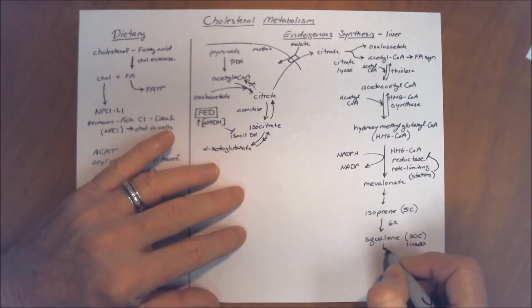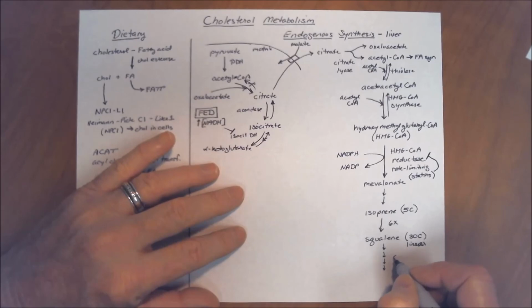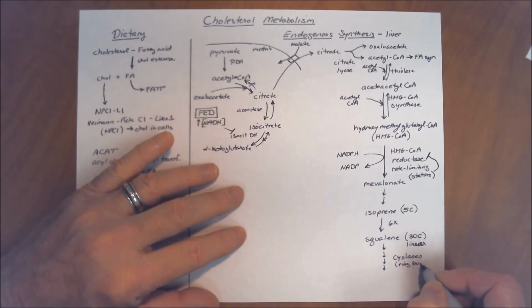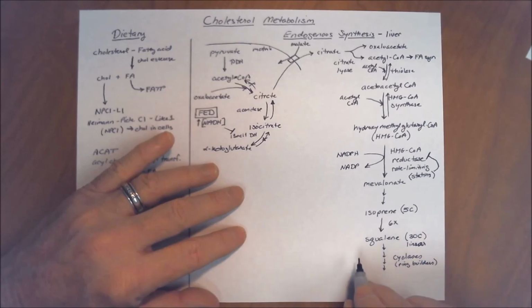Then there are another series of complicated steps. These enzymes are classified as cyclases, and we are going to take the 30-carbon intermediate and we are going to make ring structures. So the cyclase enzymes are ring builders. 4 rings will be added together, will be constructed, and once we have that, we have our final product, cholesterol.